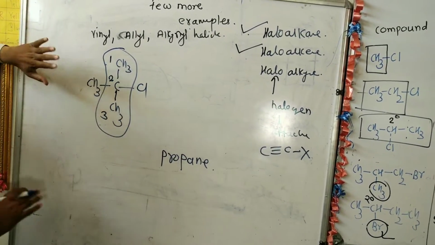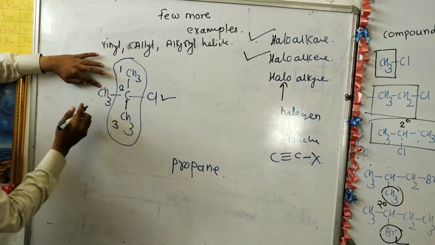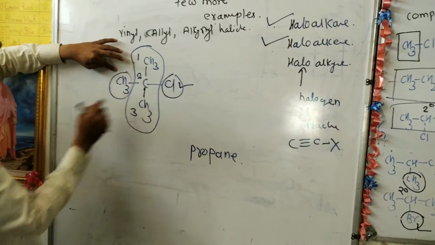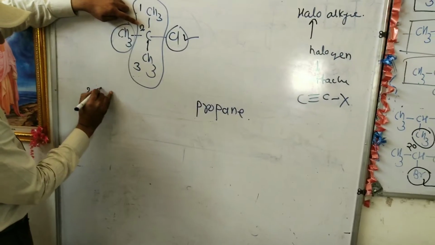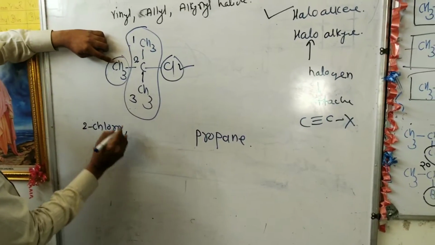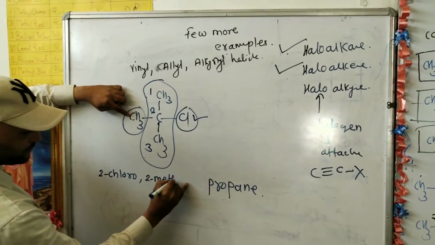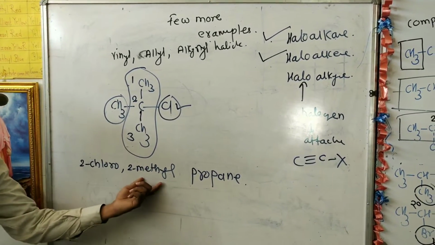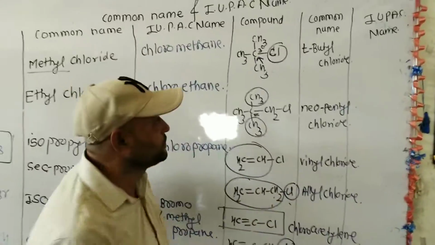And what remains now? Number 2 carbon containing chlorine and number 2 carbon containing methyl. Now we arrange these two groups in alphabetical order. So chlorine, 2-chloro, then the remaining methyl on carbon 2, 2-methyl. So what is the name of this compound? 2-chloro-2-methylpropane.